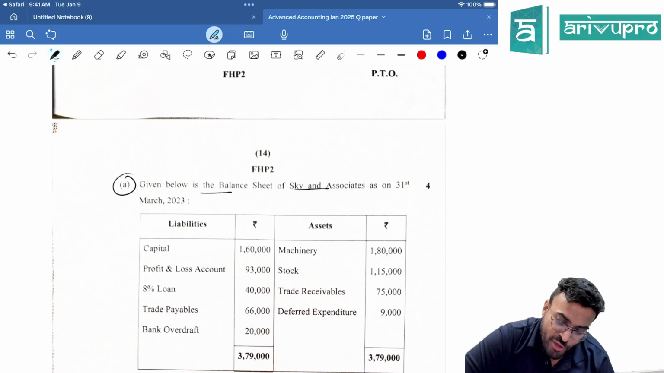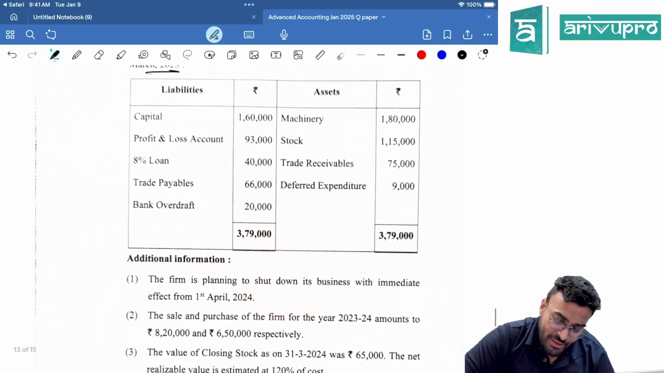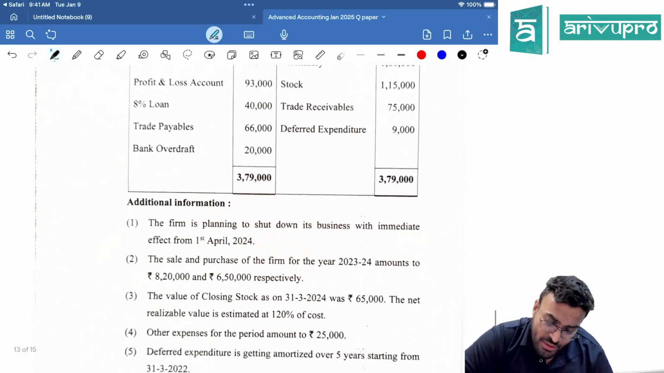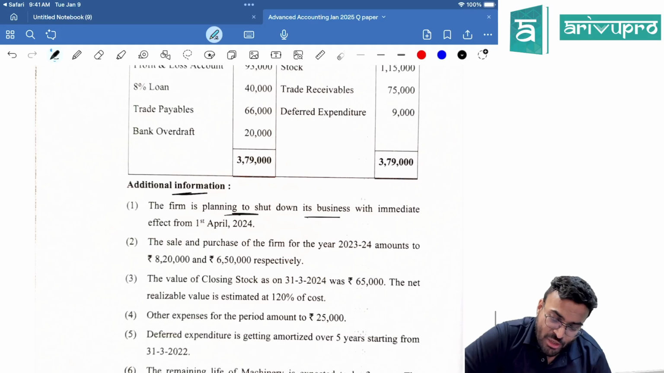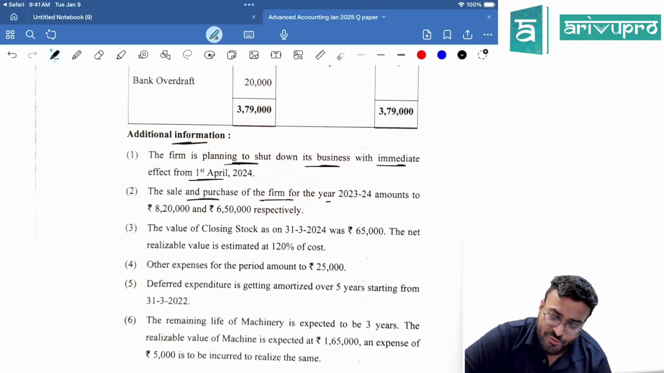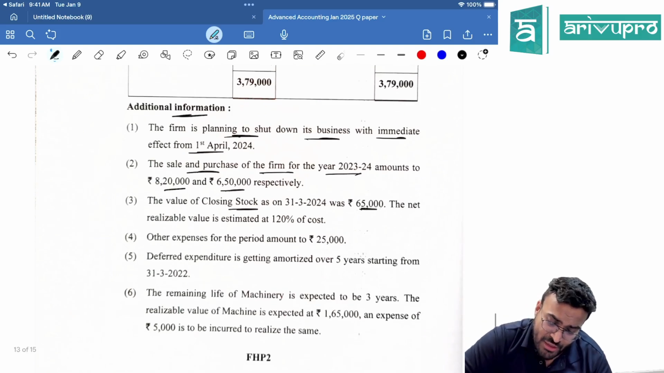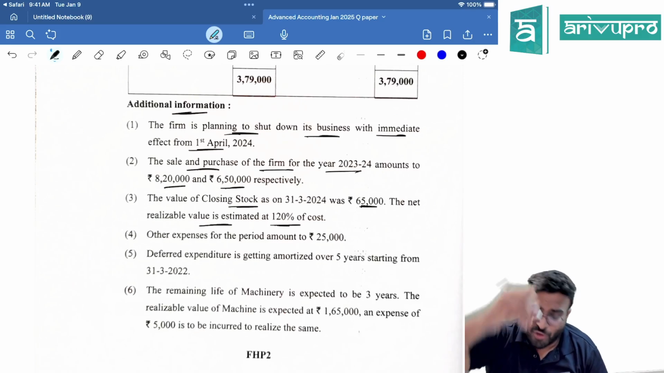Given below is the balance sheet of Sky Associates on 31st March 2023. Okay, you have capital, P&L, all that information is given. Additional information, the firm is planning to shut down its business with immediate effect on 1st April 2024. Sale and purchase of the firm for the year 2023-24 amounts to 8,20,000 and 6,50,000 respectively. Value of closing stock is given. Net realizable value is 120%, of course, that is also given.